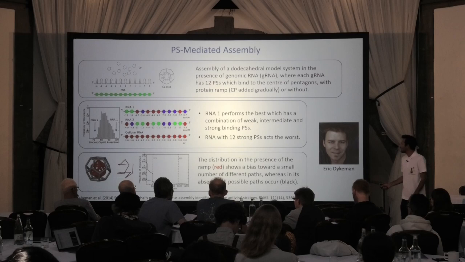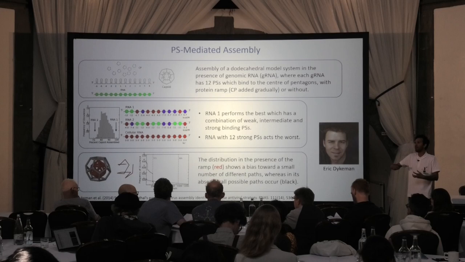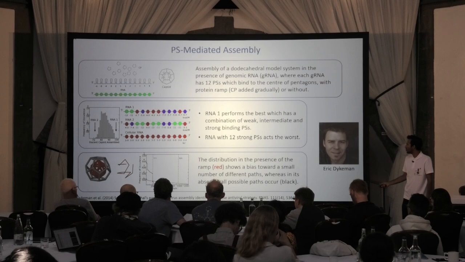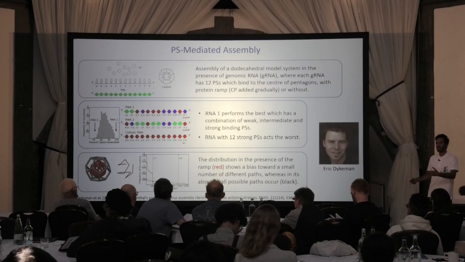What we observe is that for RNA1, if you add the coat protein gradually, if you ramp up the coat protein, 91% of cases just use a limited number of pathways. This shows that the packaging signal reduces the number of pathways in the assembly to make sure it happens efficiently. But if the coat protein is already there, you see that to get to 90%, you're already using 1,000 options of the assembly. So the packaging signal makes sure that the assembly can be efficient.